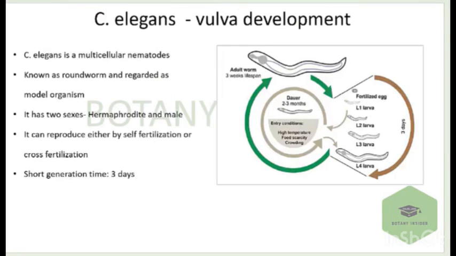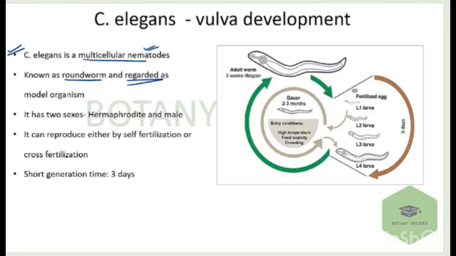So talking about the vulva, or the C. elegans vulva development. First, we learn about what the C. elegans is, then we learn about what the vulva is, then we learn about the development and everything, right? So C. elegans is what? It's a multicellular nematode. Okay, it is known as a roundworm and it is regarded as a model organism.